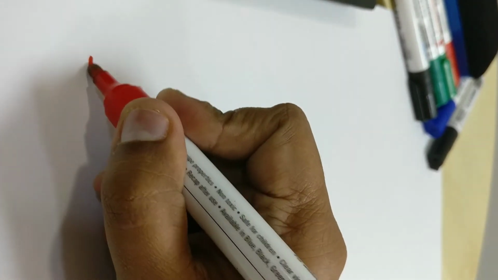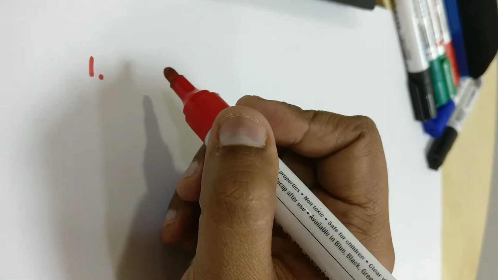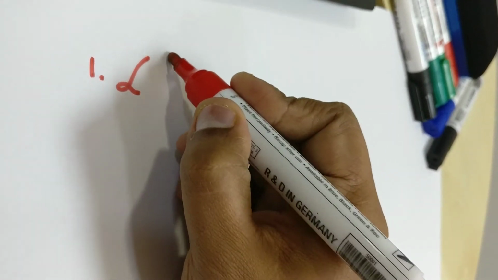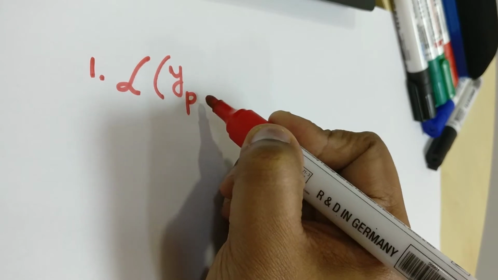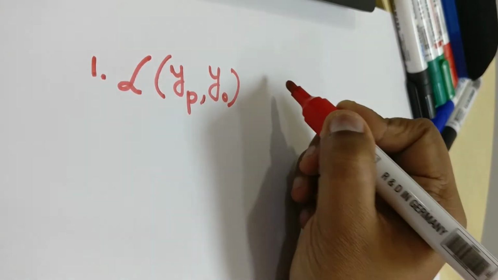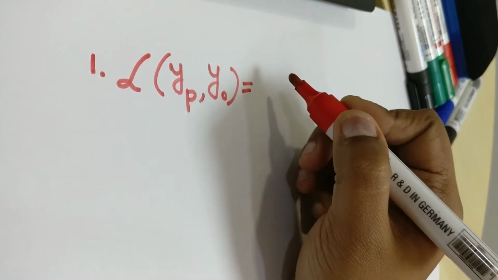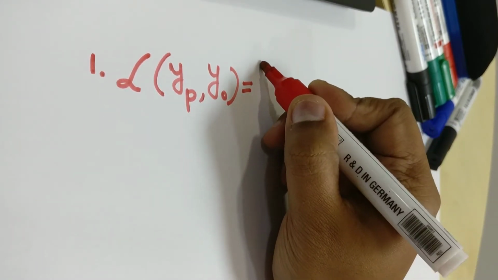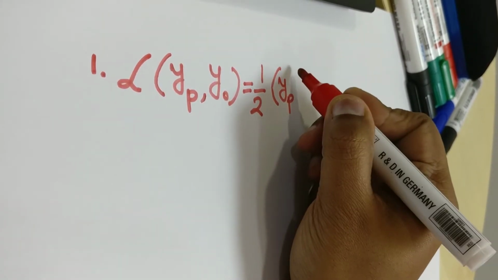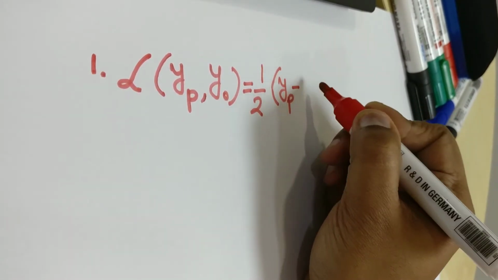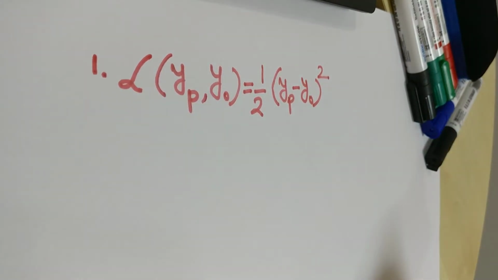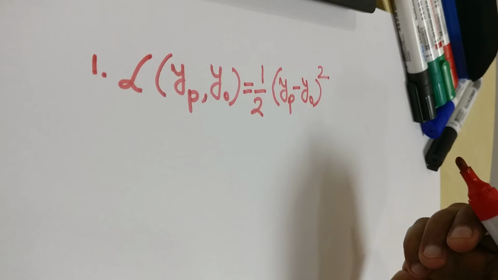Okay, so the first loss function, typically given by the letter L. So suppose I have y predicted, and I have the original y value as well, right? So what would be the loss function? It can be the sum of squares, right? I can just take an average, and it can be y predicted minus the y original whole square, right? So this could be one of the loss functions.